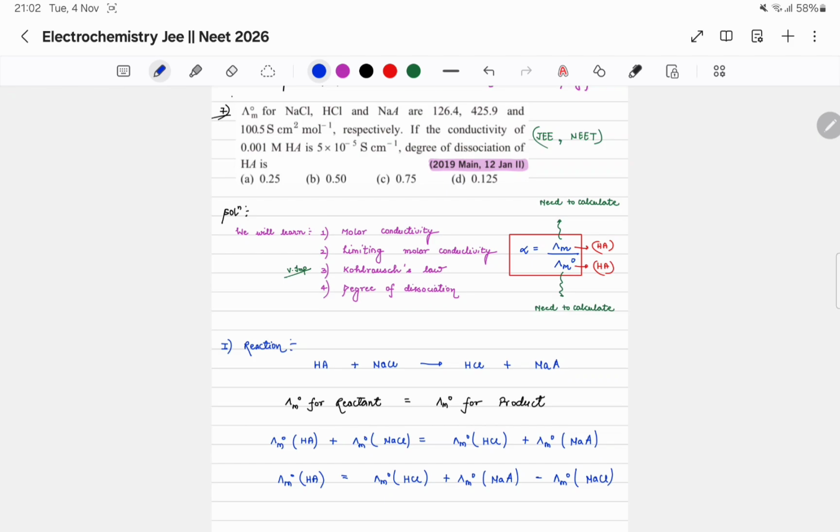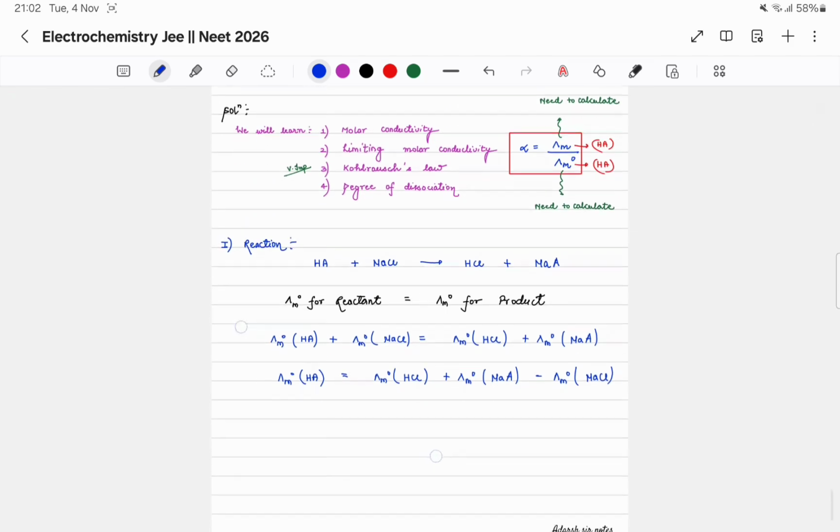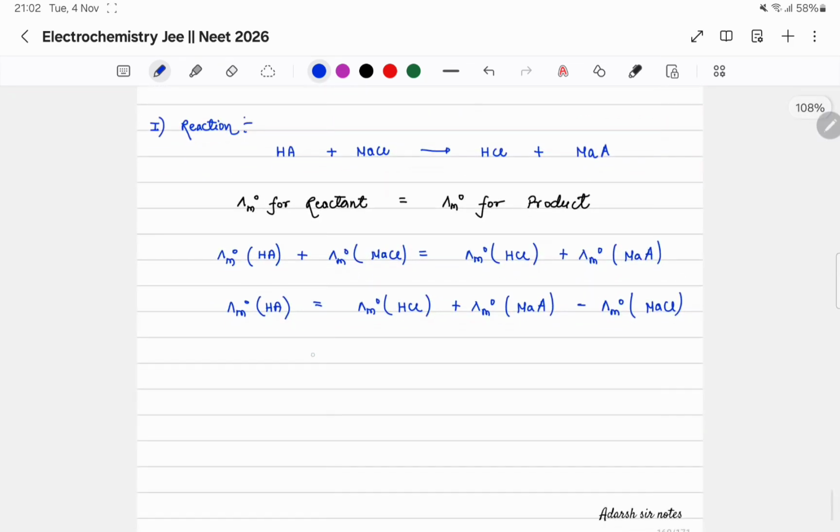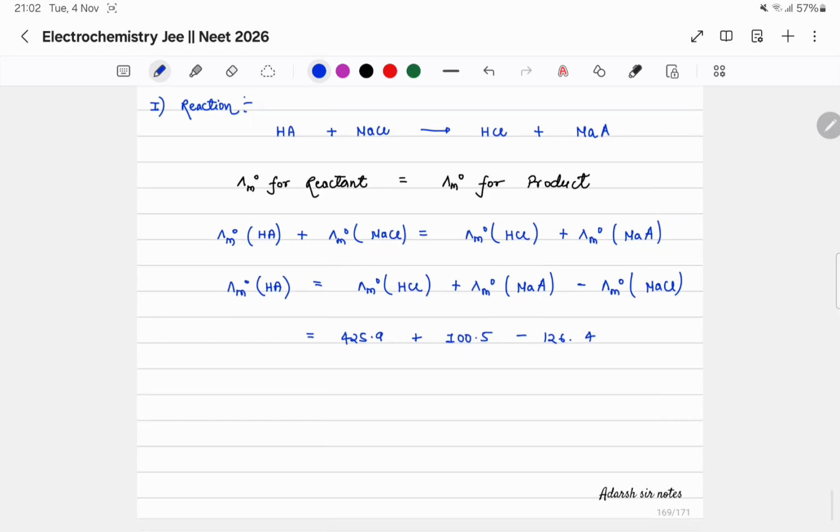So let's check how we are going to put the values. If you check HCl, they have given 425.9. And for NaA, they have given 100.5. And for NaCl, that is 126.4, right? You add 425 plus 100, it will be 525, and subtract, you are going to get 400.